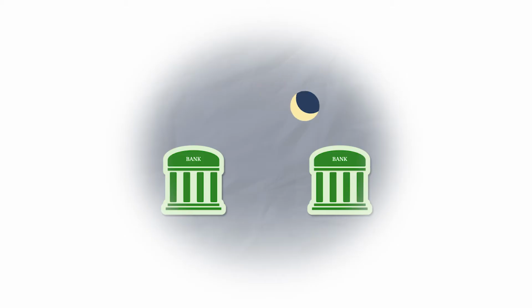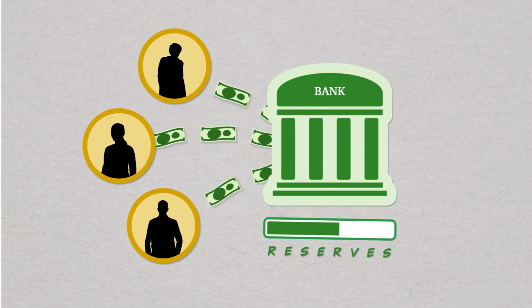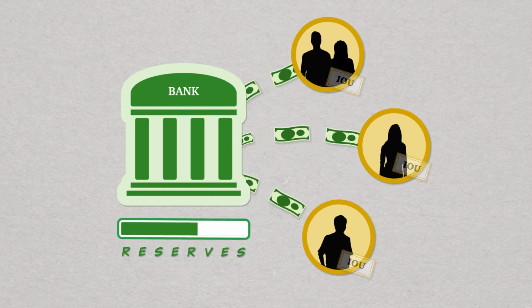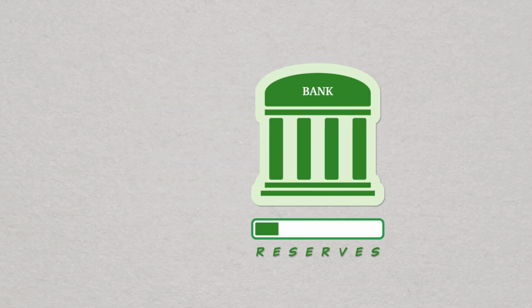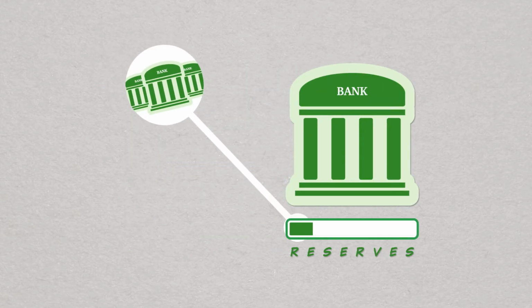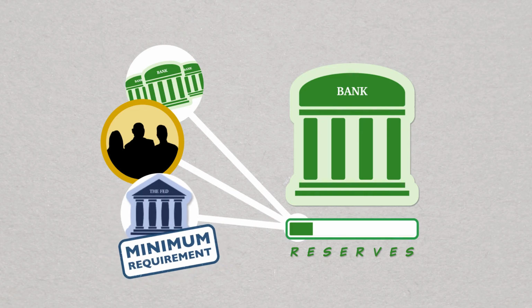Why is that? Well, recall that banks make money by taking in deposits and using those deposits to make loans. Banks cannot lend out all of their deposits because they need some funds on hand to settle transactions with other banks, to give to customers, and also to satisfy the Federal Reserve, which requires by law that banks hold a certain percentage of their deposits as reserves.